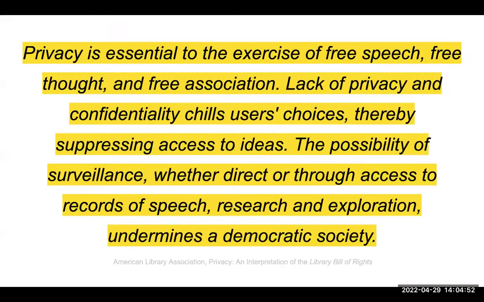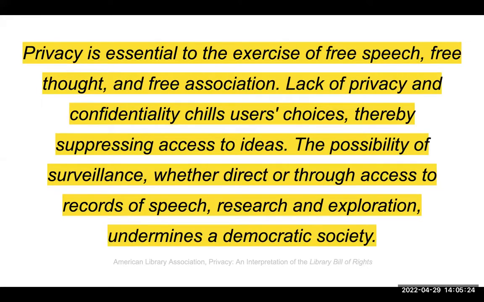And to round us out, I did want to share this quote from the ALA's interpretation of the Bill of Rights on privacy, which is: privacy is essential to the exercise of free speech, thought, and free association. Lack of privacy and confidentiality chills users' choices, thereby suppressing access to ideas. The possibility of surveillance, whether direct or through access to records of speech, research, and exploration, undermines a democratic society.